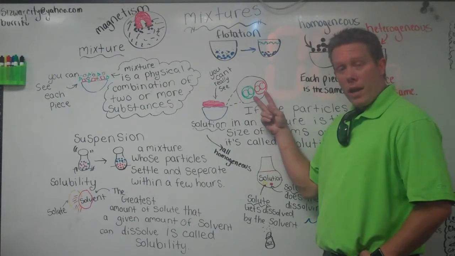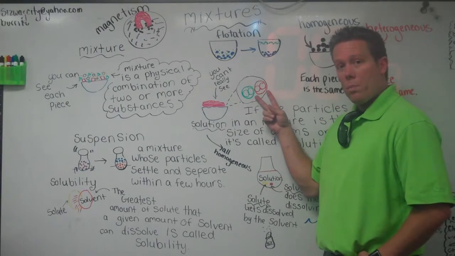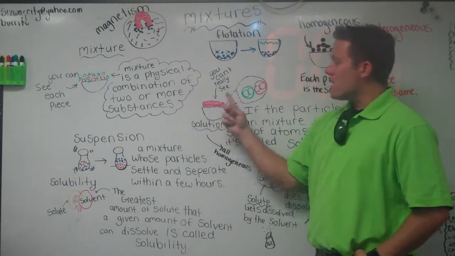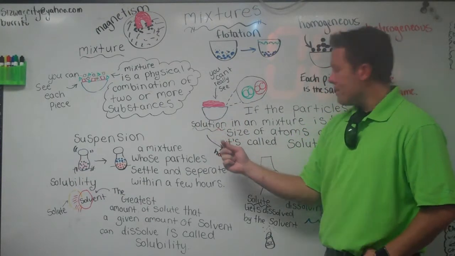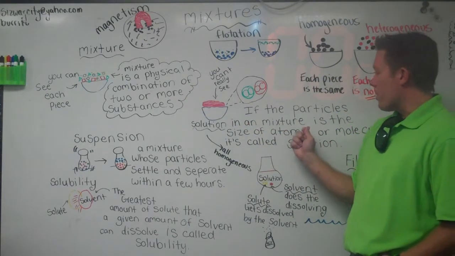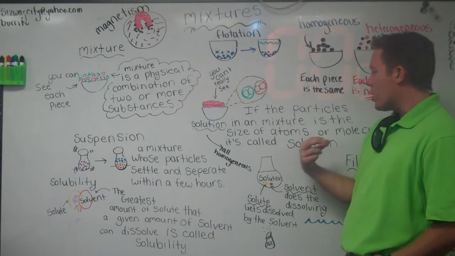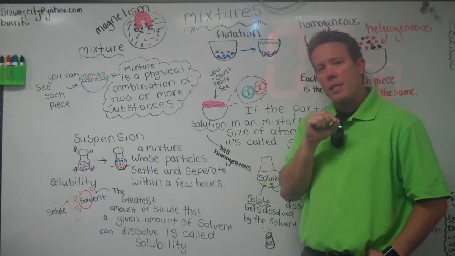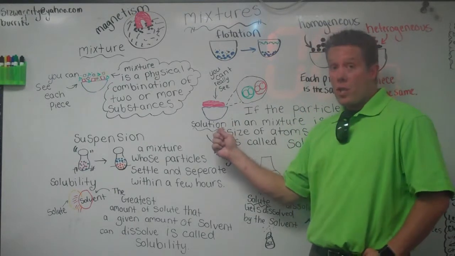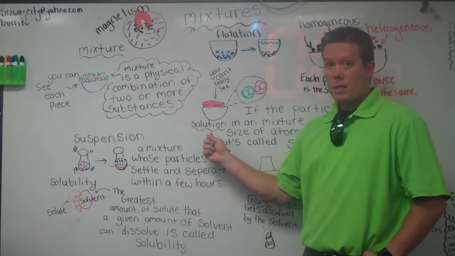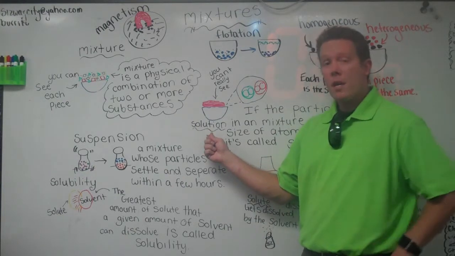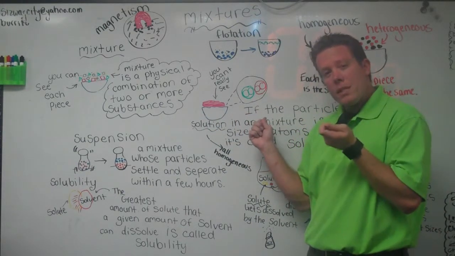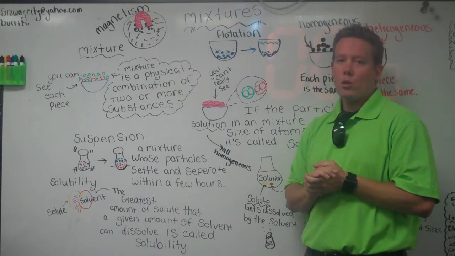These are so small, they're like the size of atoms, each individual piece, that when you look at it, it all looks the same. This is called a solution, okay? If the particles in a mixture are the same size as atoms or molecules, it's called a solution. You cannot see the individual pieces. A solution is still a mixture though, because it's made up of two or more different kinds of substances, but it's a solution in the sense that you cannot see the individual pieces that make up that solution.